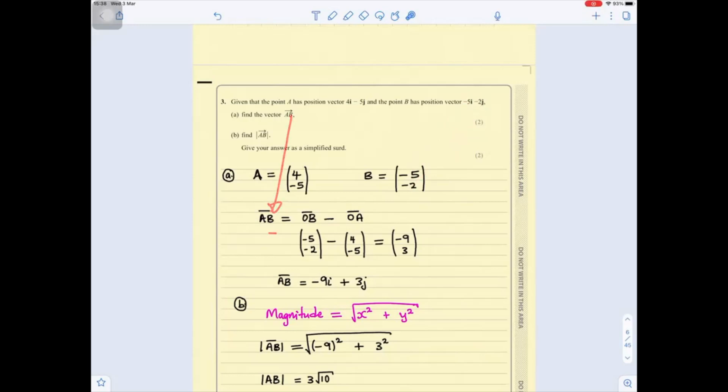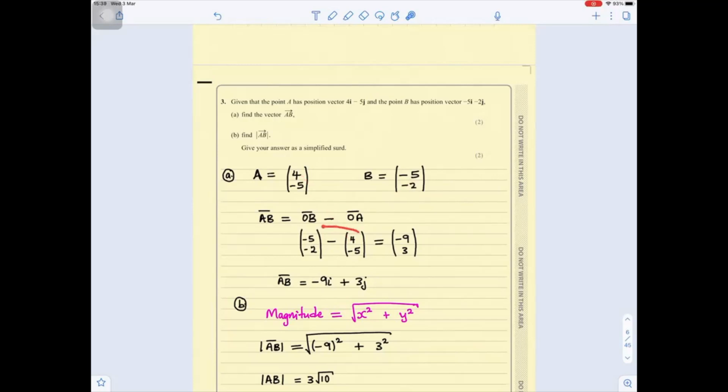So to go from A to B, we want the second one, OB minus OA. Remember, the second one minus the first one. So it's OB minus OA. So that's OB there, (minus 5, minus 2). OA is (4, minus 5).